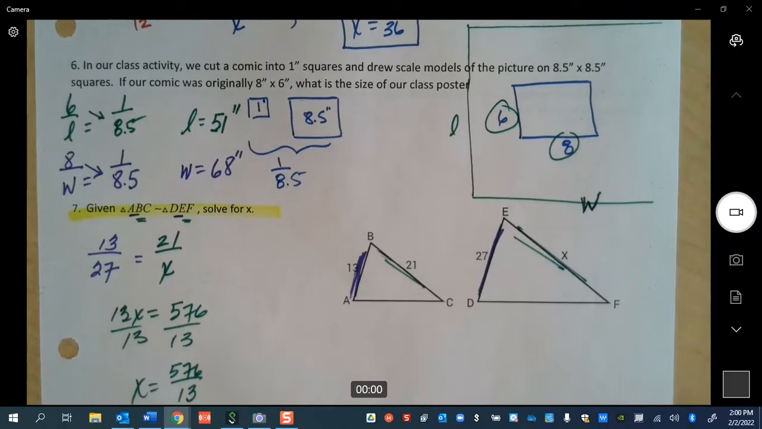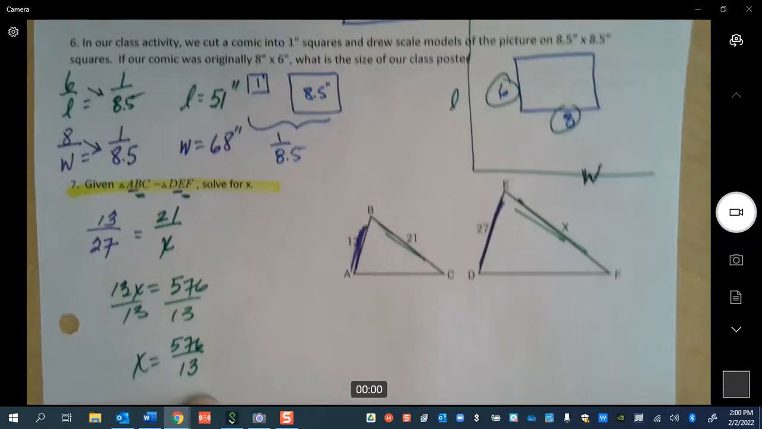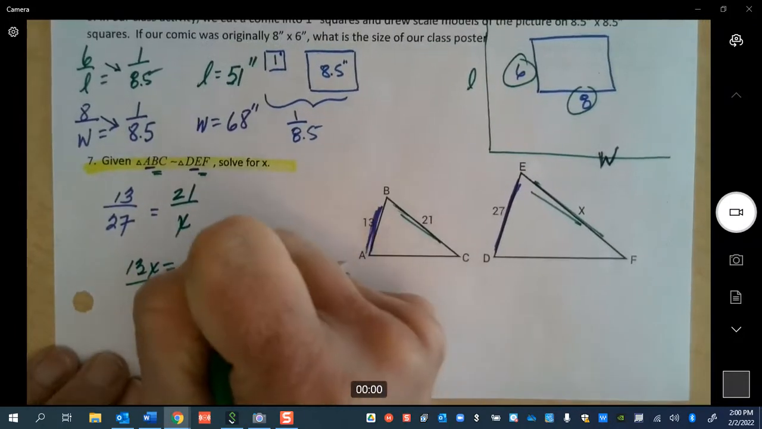You're writing 576, supposed to be 567. What? Thanks, Donovan. You can put a Smarty up.